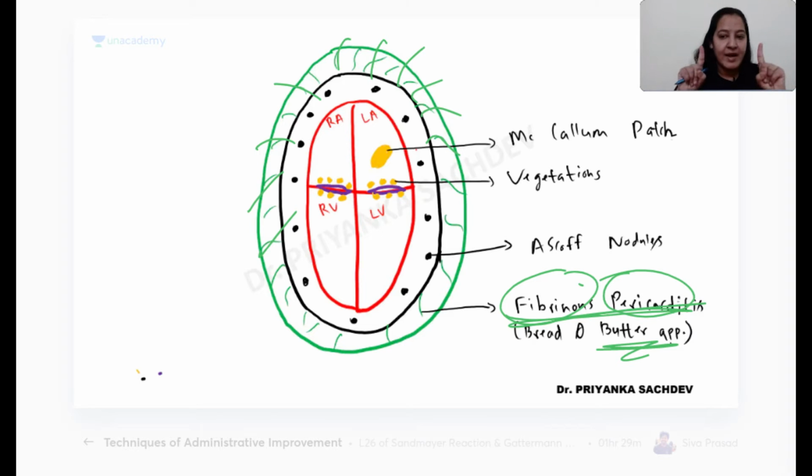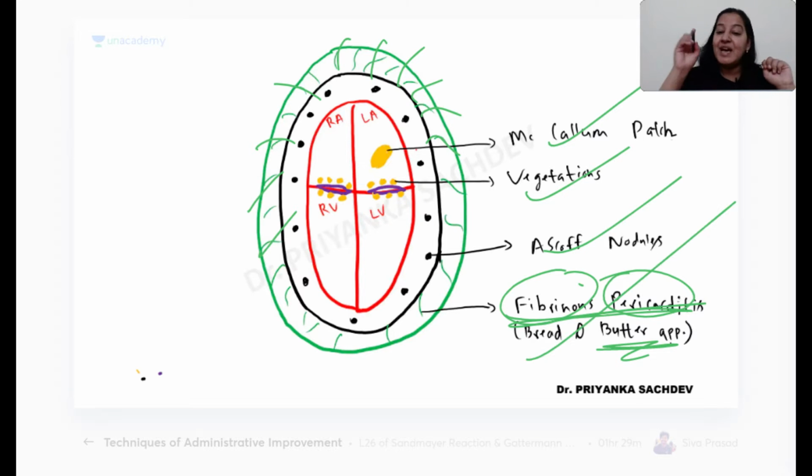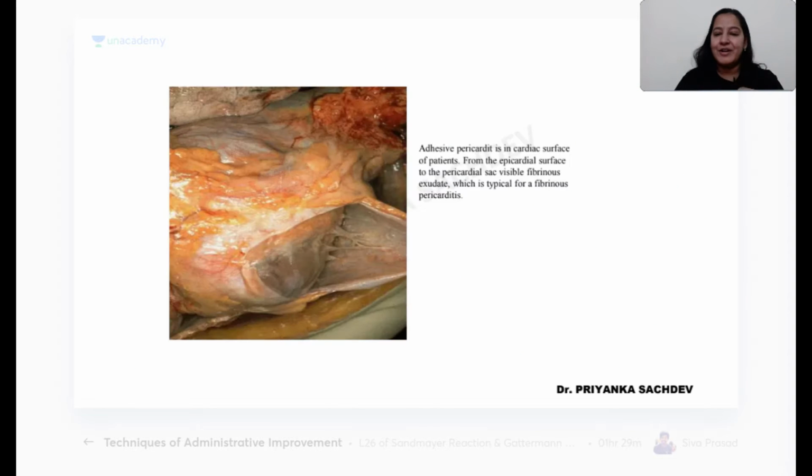Just draw it. It is showing endocardial lesions, myocardial lesions, and pericardial lesions. So in the endocardium there will be two things, vegetations and McCallum patch. We are done. In the myocardium, only one thing, Aschoff nodules. The structure you have to describe. We are done. And in the pericardium there is fibrinous pericarditis, bread and butter appearance. We are done. Give me a thumbs up if you got it.